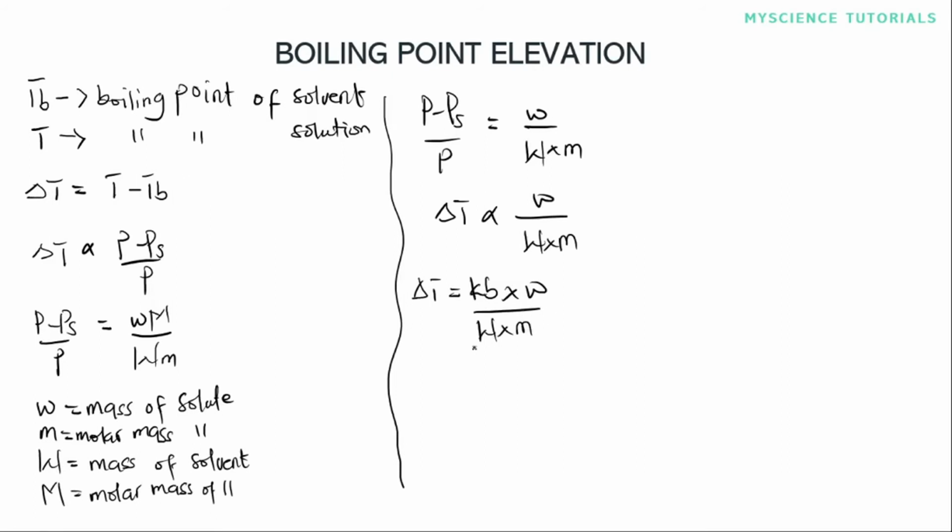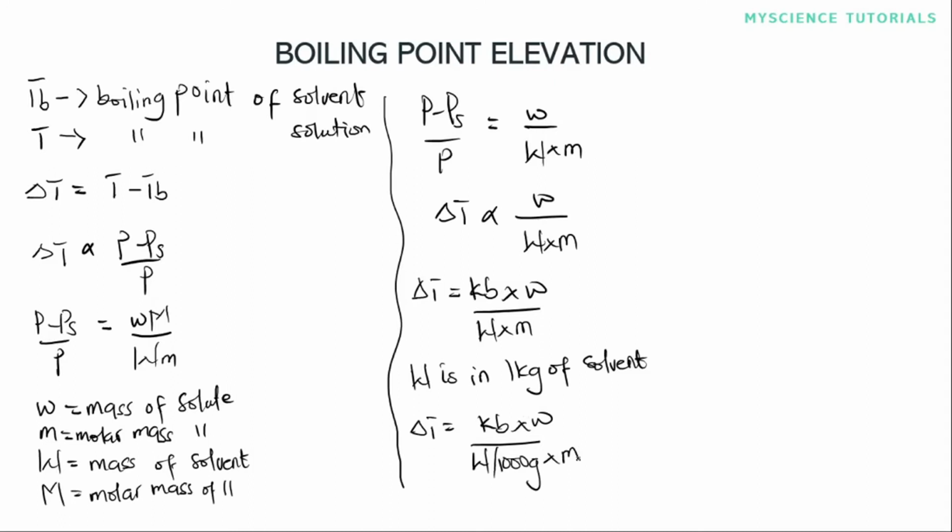From here, what we need to take note of is the fact that the mass of the solvent, capital W, is in 1 kilogram of the solvent. So we are dealing with 1 kilogram of the solvent. That means the formula here becomes Kb multiplied by small w over, now the mass is in 1 kilogram, which is 1000 grams, multiplied by small m.